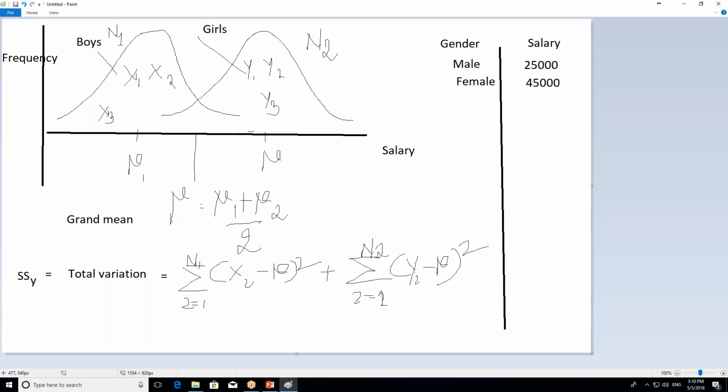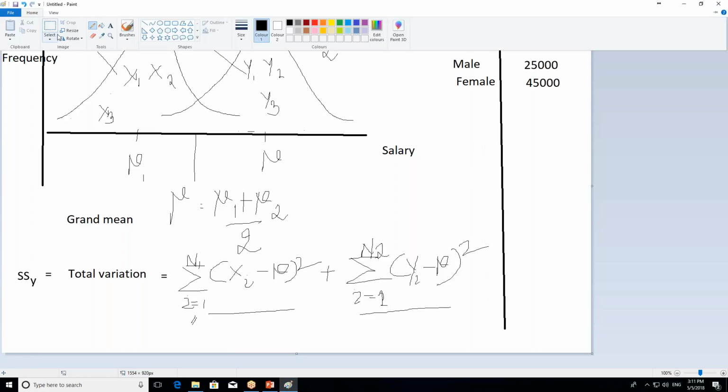So what I'm trying to say is, suppose I want to find out the total variation of boys. This is the total variation of boys, isn't it? And this is the total variation of girls. Now I want to represent this in another way, that is the total variation within the group plus the variation from the mean of the group to the grand mean. Can I say that? How can I represent it?